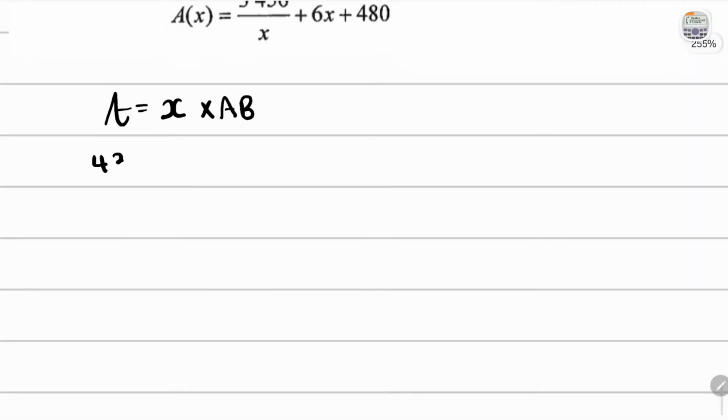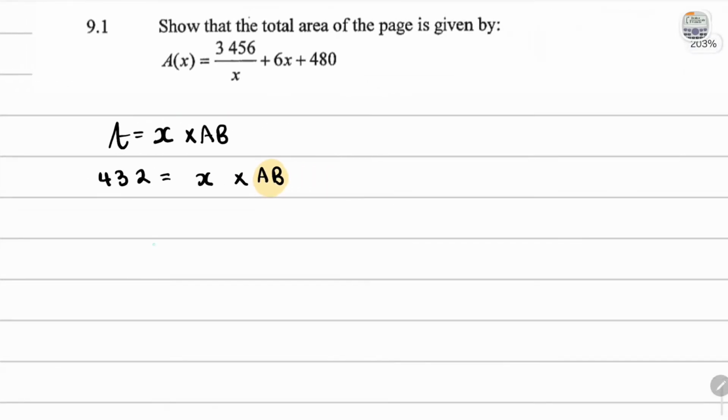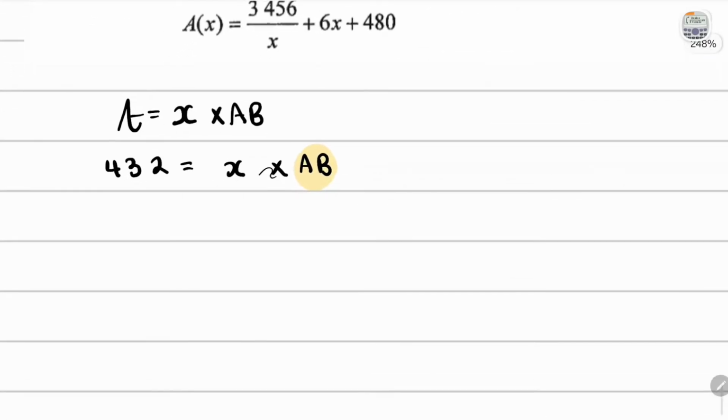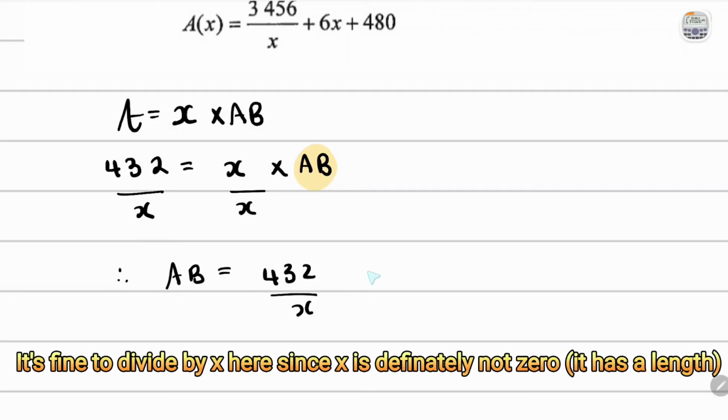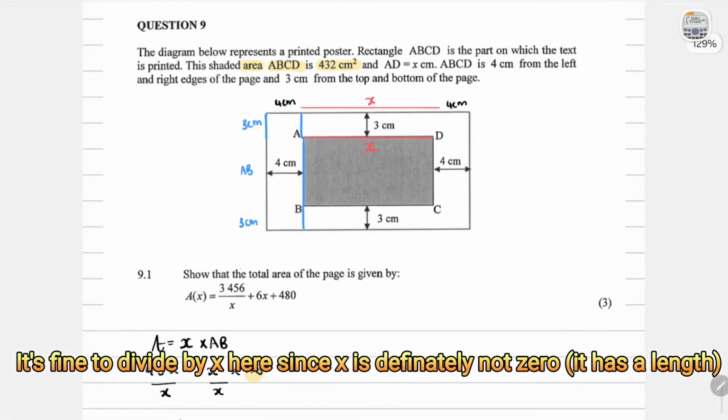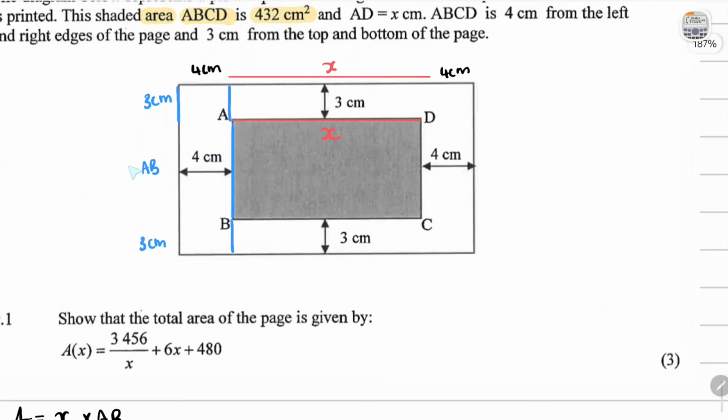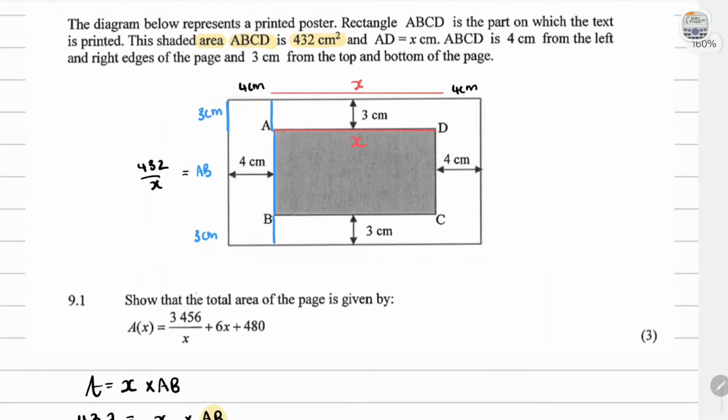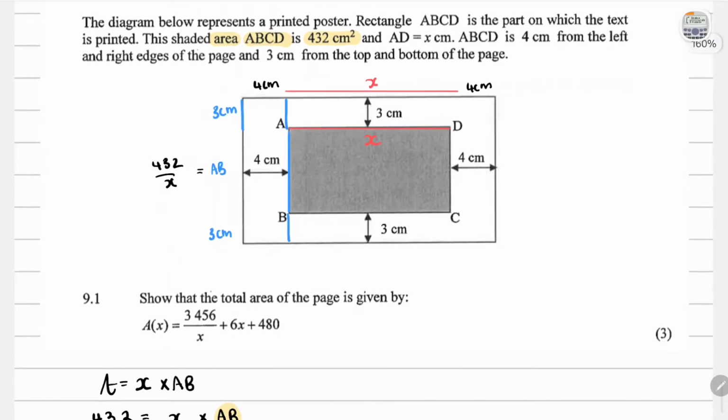So 432 equals X multiplied by AB. And we just needed an expression for AB so we can work with that. To get AB on its own, you can divide both sides by X, and therefore AB equals 432 over X. And there we go. So we've got an expression for AB now, which is 432 over X. We can finally find the area of the entire page.